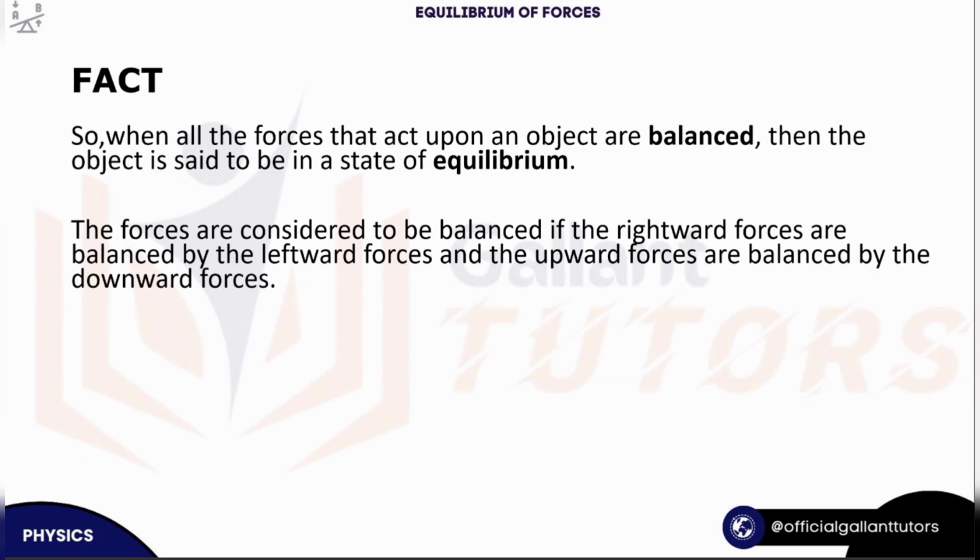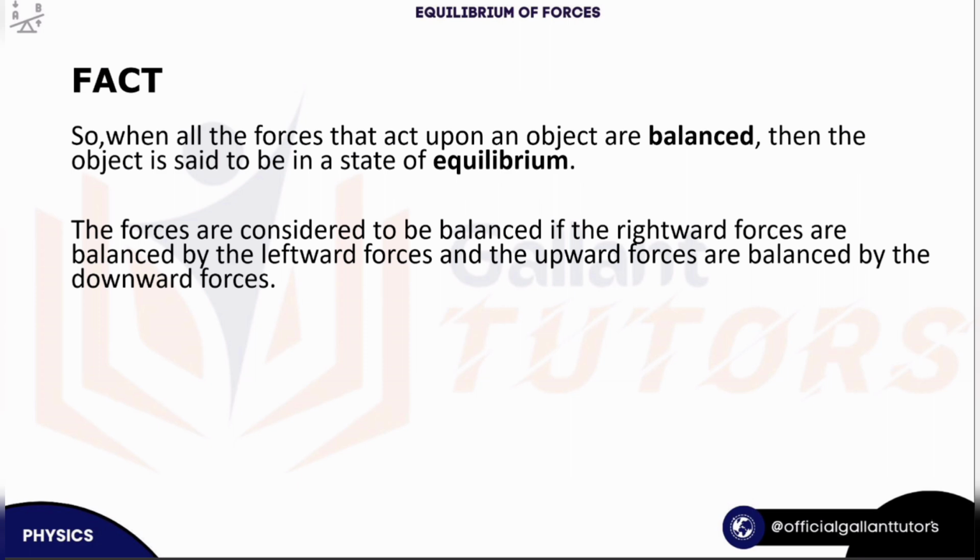So some of the facts you have to know about this. When all forces that act on an object are balanced, then the object is said to be in equilibrium. If you don't learn anything today, learn this. When all forces that act on an object are balanced, then the object is said to be in equilibrium. Is that very clear?